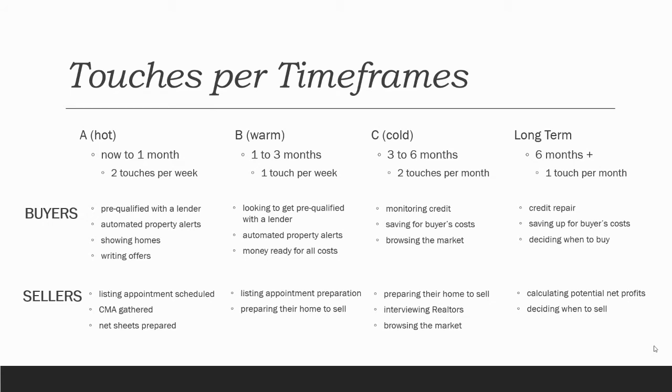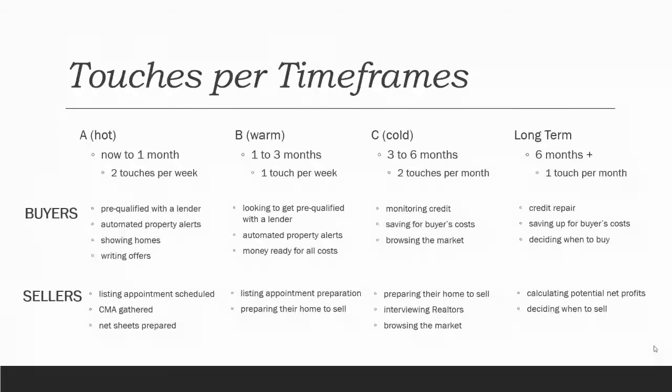A C buyer is monitoring their credit, they're saving for their buyer's costs, and they're browsing the market. A long-term buyer is most likely either in credit repair or needs more time to save up for their buyer's costs, and they're deciding when is the best time for them to buy.